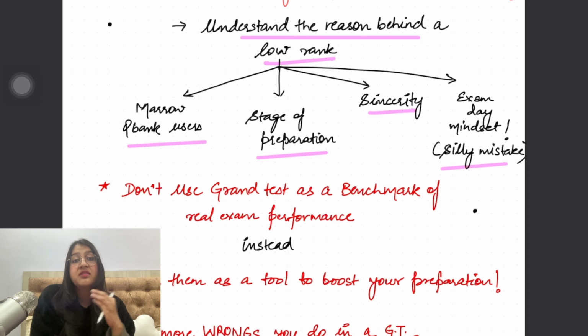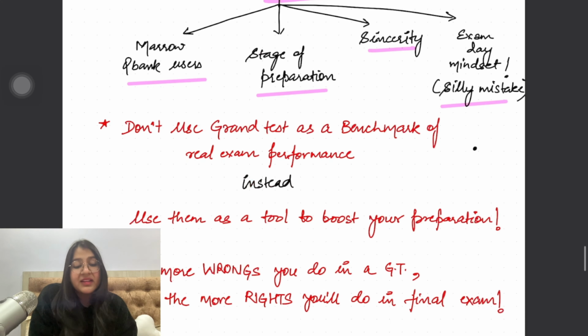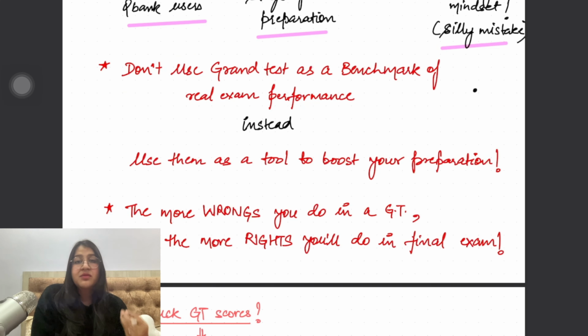On the other hand, if you're sitting with clarity of thoughts, with a clear exam day mindset that okay, I have to give this test very sincerely, honestly, this is like my final examination, then obviously the chances of you doing silly mistakes would be very less. So these are some of the logical reasons you can understand behind a low rank. Other than that, see, you do not use GT as a benchmark of your real exam performance.